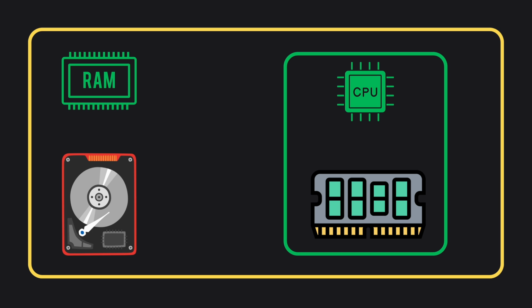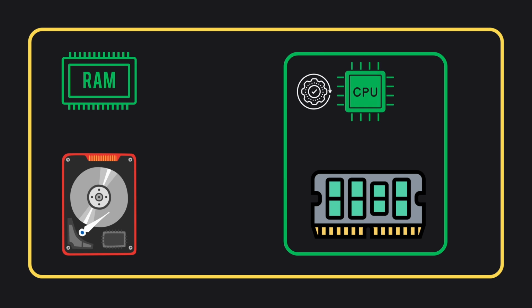And what about the CPU? The CPU is the brain of the computer. It fetches, decodes and executes instructions. When you run your code, it's the CPU that processes the operations defined in that program.